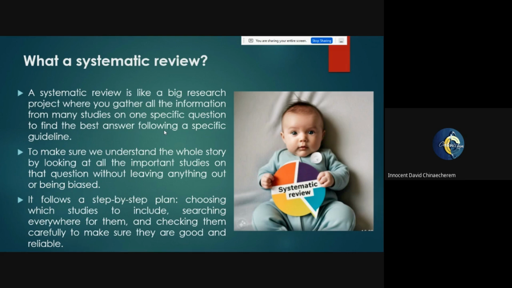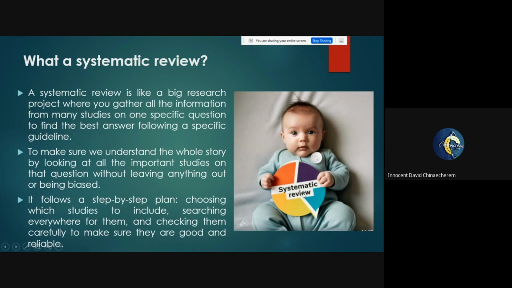That specific guideline can be the PRISMA checklist, it can be the COSO checklist, it can be any type of checklist, but it is mandatory that when we are conducting any systematic review, we must follow a specific guideline. We explain that to make sure we understand the whole story by looking at the important studies on that question without leaving anything out or being biased. So a systematic review is all about being step by step. We follow a systematic process. Remember the keyword there: systematic.